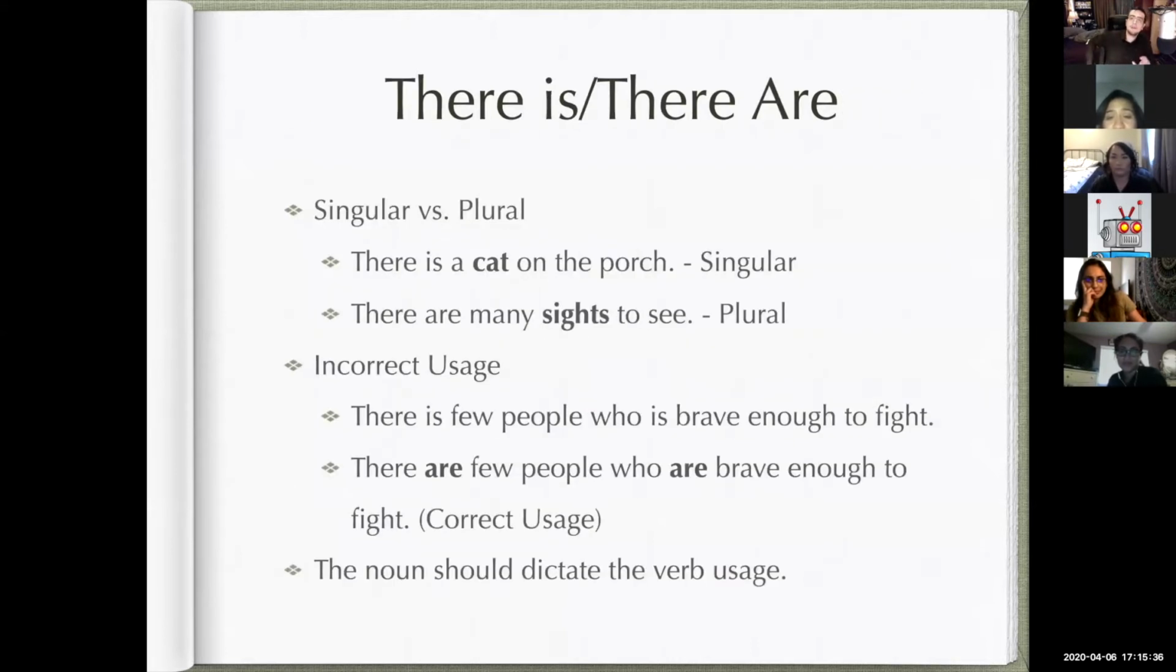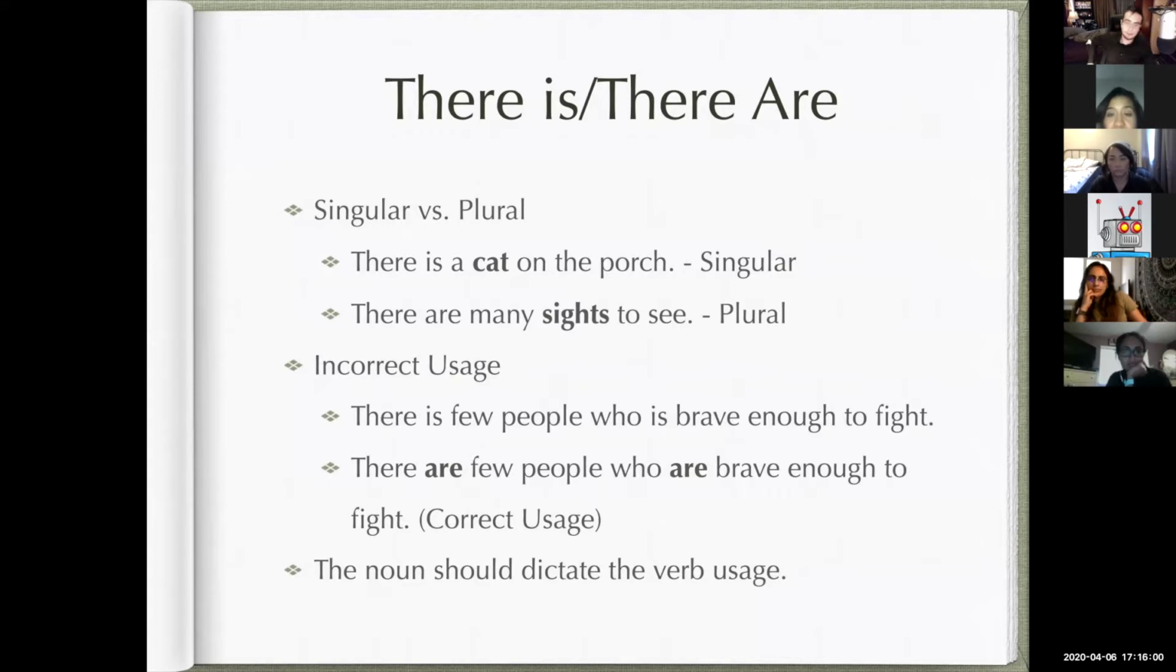Now, there are some other considerations that we should probably keep an eye on. These are just some simple mistakes that people tend to make, like: is there or are there? Singular versus plural subject-verb agreement. There is a cat on the porch. Singular form of the verb to be, singular form of the noun cat. There are many sights to see. Plural form of the verb to be, plural form of the word sight.